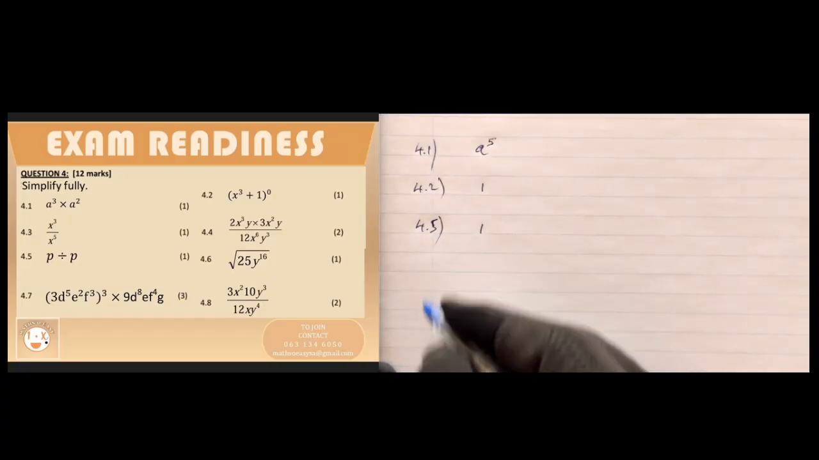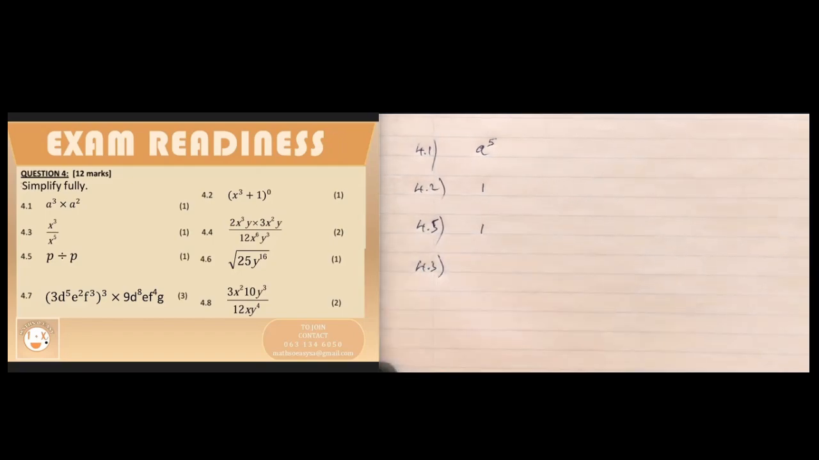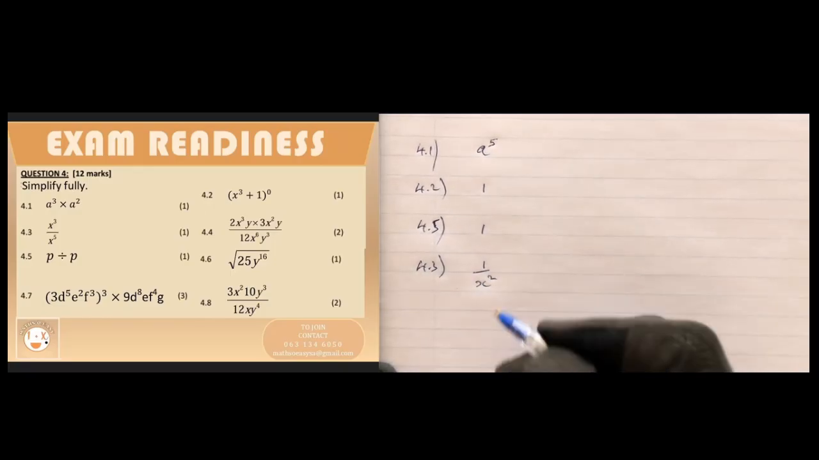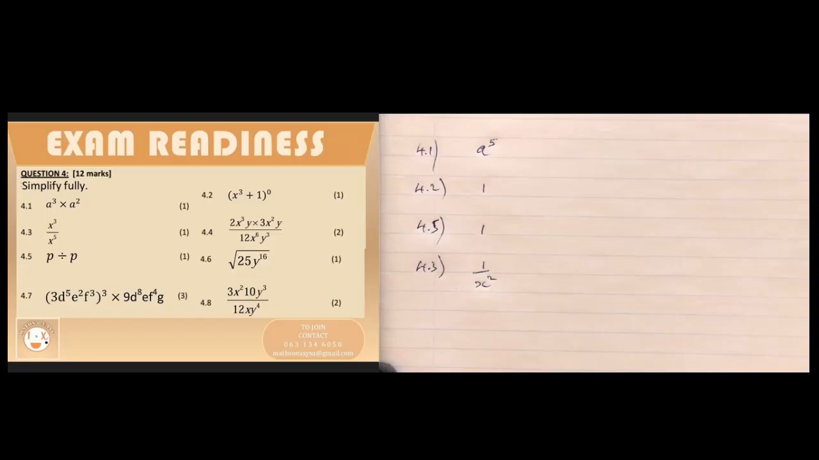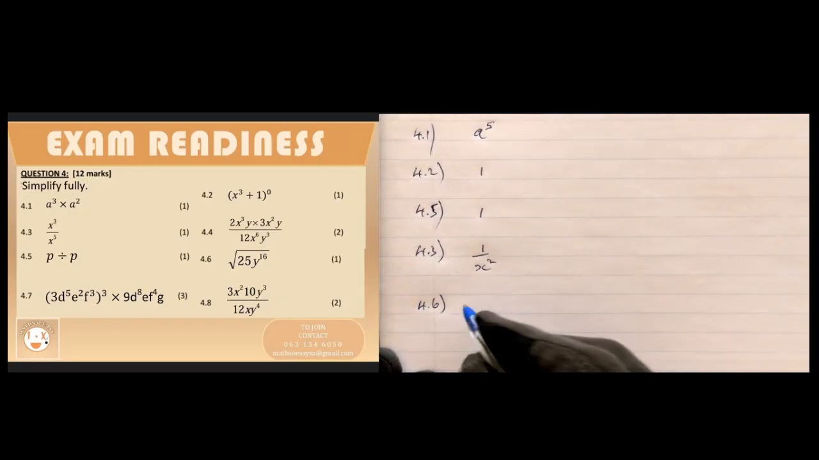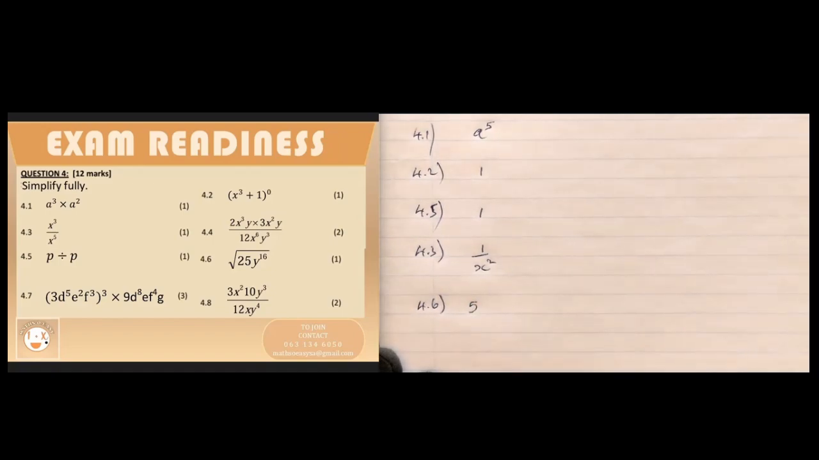So then you go to 4.3. Maybe you were confused in 4.3, but you remember as you go and you say, no, there are 3 x's on top and there are 2 at the bottom. So it means there will be 2 left at the bottom. Then you go ahead. You say, which other one can I do quickly? I can do 4.6 quickly, because in 4.6, I know that the square root of 25 is 5. And I know that the square root of y to the 16 is y to the 8. Then you are done.